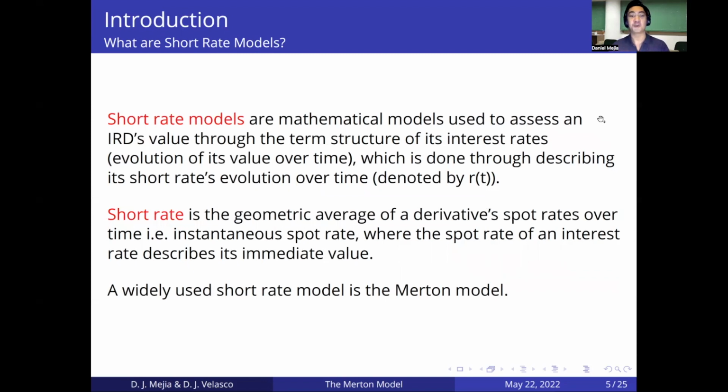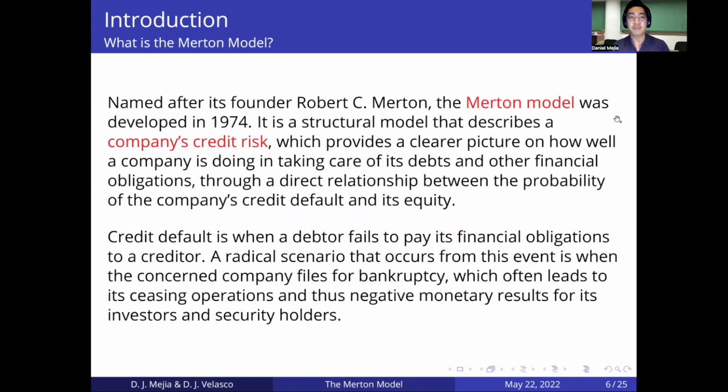Short rate is the geometric average of a derivative's spot rates over time. In other words, it's the instantaneous spot rate, where the spot rate of an interest rate describes its immediate value. A widely used short rate model is the Merton model. Named after its founder, Robert C. Merton, the Merton model was developed in 1974.